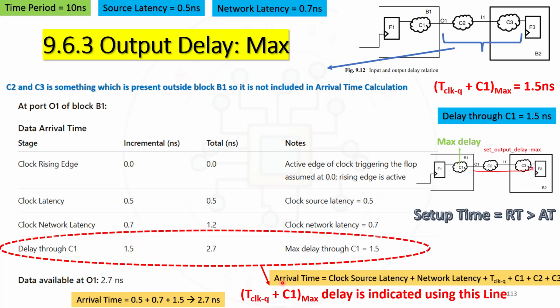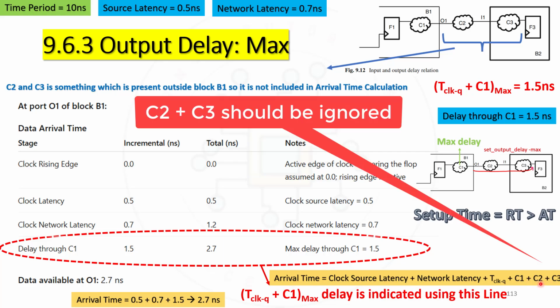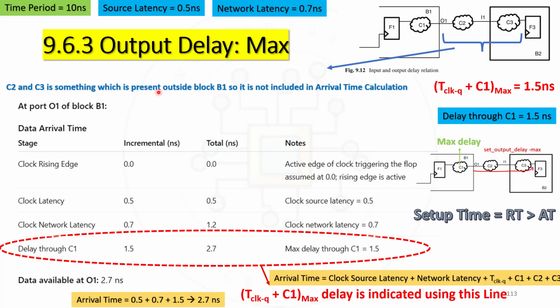And if you want to calculate it by means of a formula, use this one. Arrival time is source latency, network latency, clock to Q delay followed by C1 plus C2 plus C3. But here you should not use C2 and C3. So here the formula will be only arrival time: clock source latency, network latency, clock to Q delay followed by C1. We only have to take it till C1. C2 and C3 are not considered. Why? Because C2 and C3 are present outside block B1. So it is not included in the arrival time calculation.